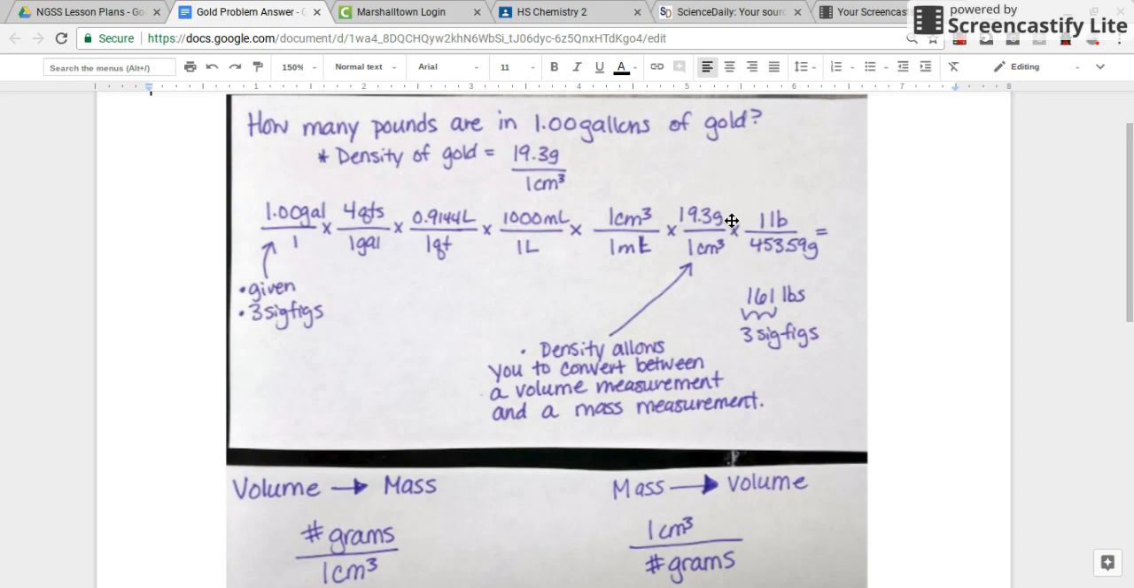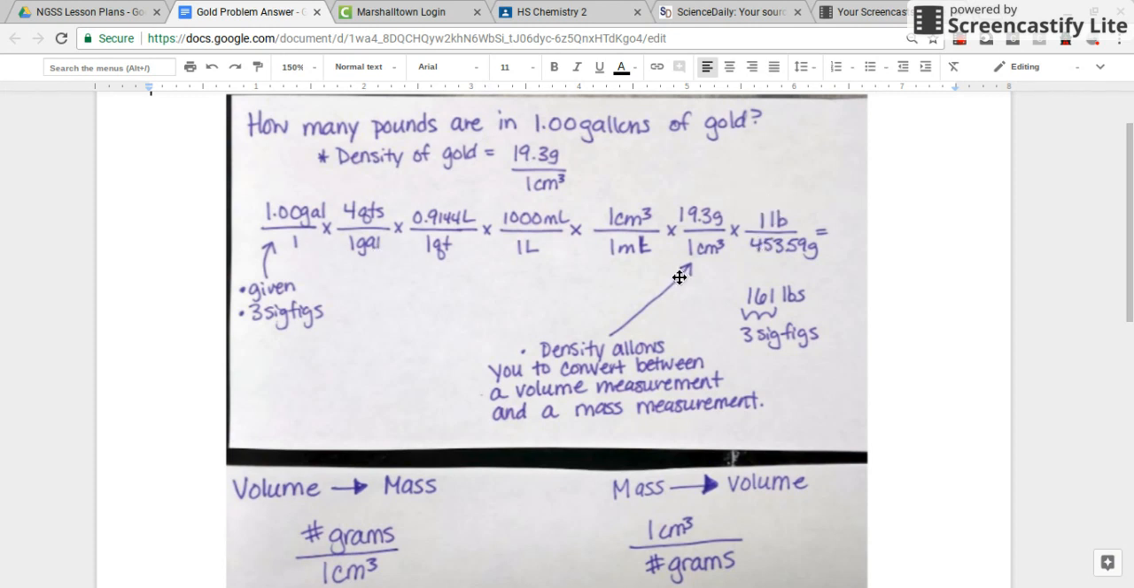Then they don't want the answer in grams, they want the answer in pounds. How many pounds are there? Then my last step is to use my conversion from grams to pounds from your list of conversions. And that will cancel out grams when you put grams on the bottom and 1 pound on top.